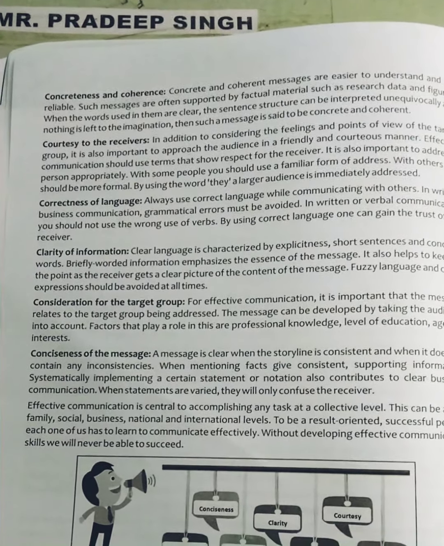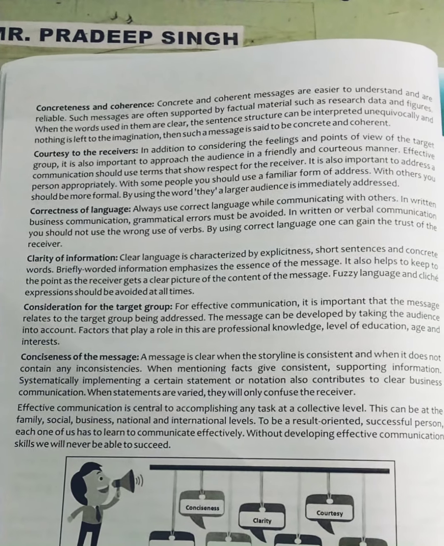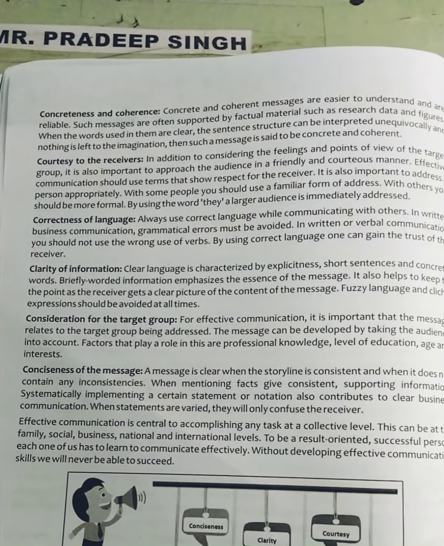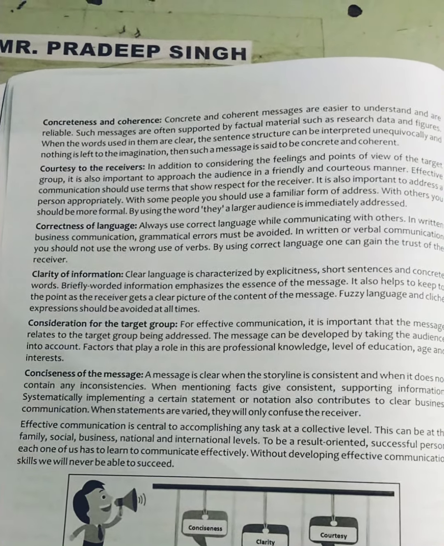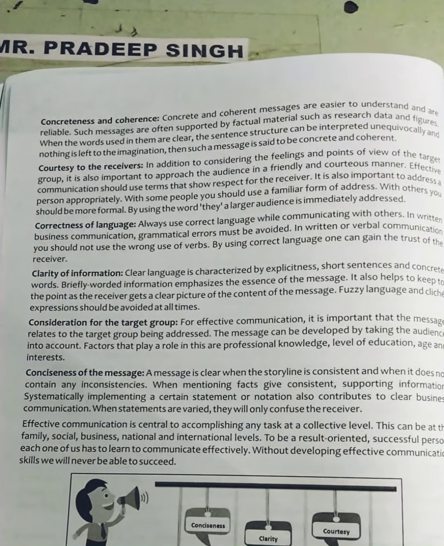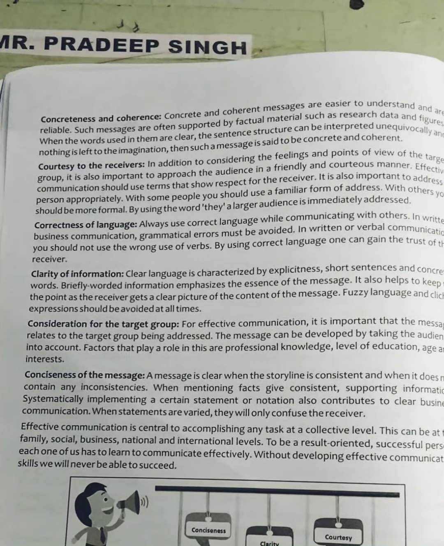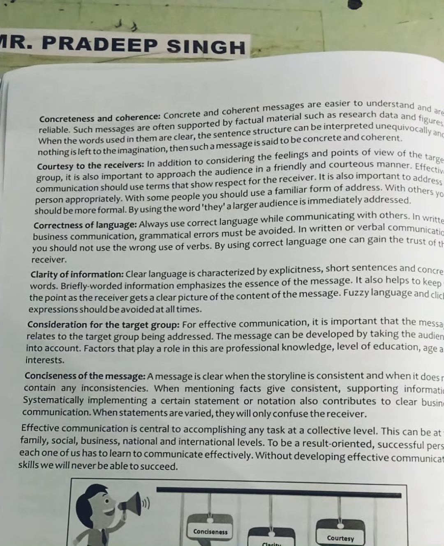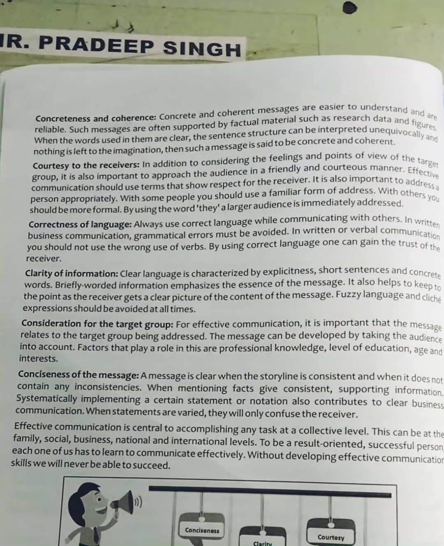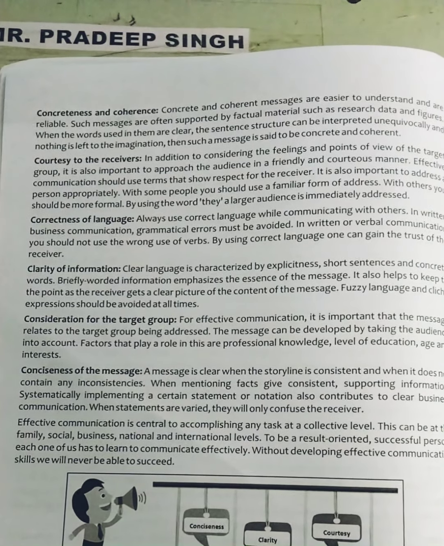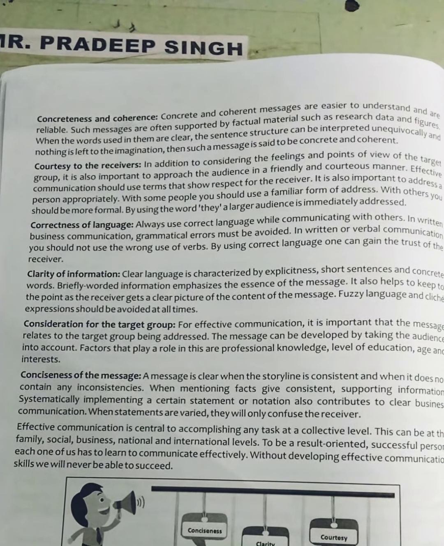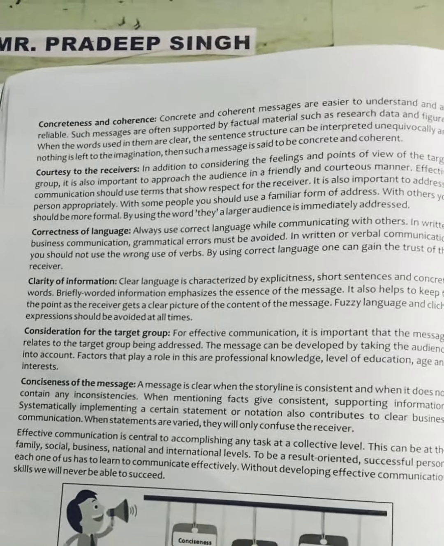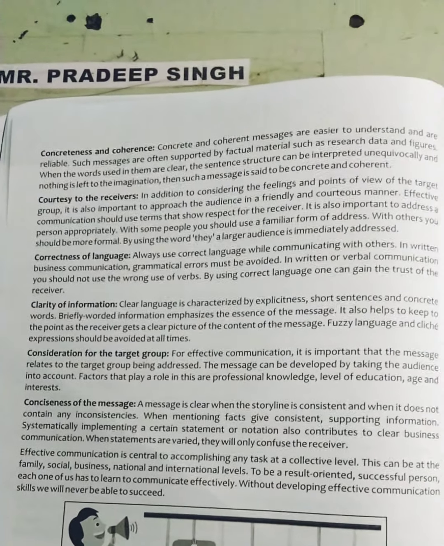The next one is consistency of the message. A message is clear when the storyline is consistent and when it does not contain any inconsistency. When mentioning facts, give consistent supporting information. Systematically implementing a certain statement notation also contributes to clear business communication. When statements are varied, they will only confuse the receiver. So consistency of the message simply means you need your message to be very clear.